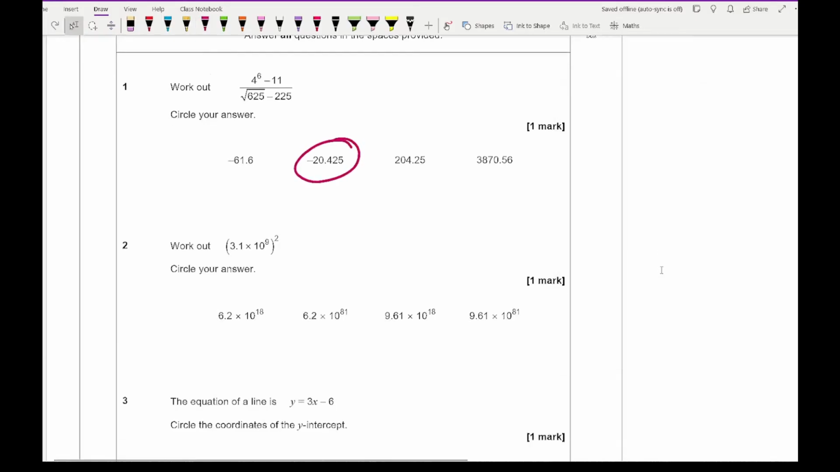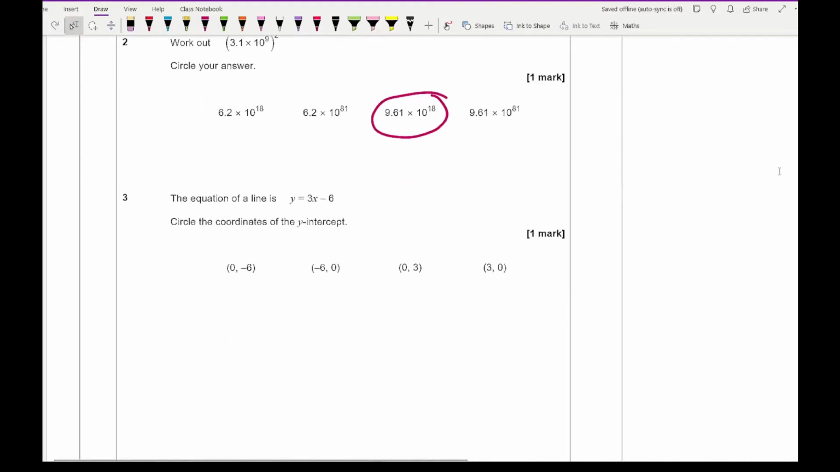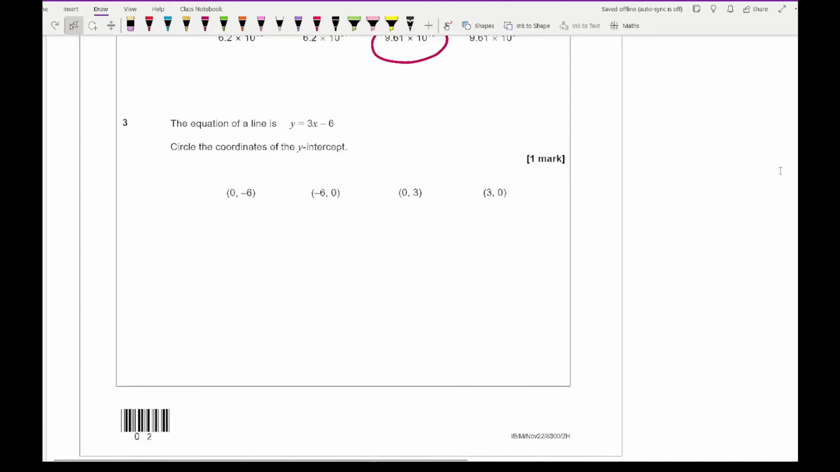Moving on to question 2, it says work out 3.1 times 10 to the power 9, squared, and the correct answer, by typing that all into your calculator correctly, should be the third option of 9.61 times 10 to the power 18. Then for question 3, it says the equation of the line is y equals 3x minus 6, circle the coordinates for the y-intercept. Well, the y-intercept using y equals mx plus c is minus 6, so we're looking for 0, minus 6, which is our first option.